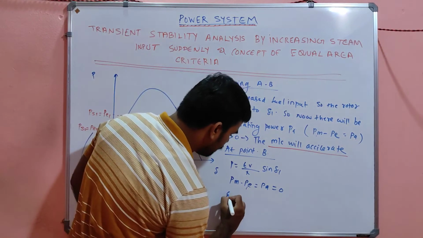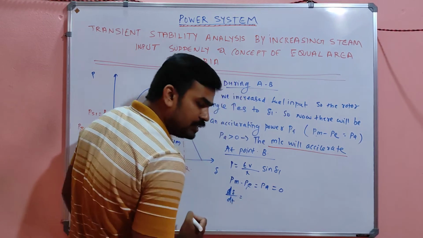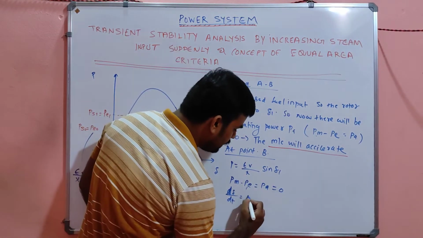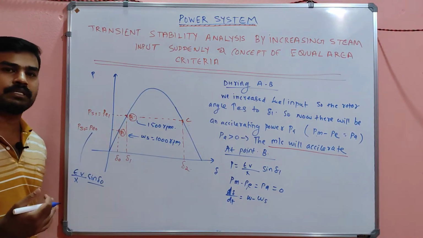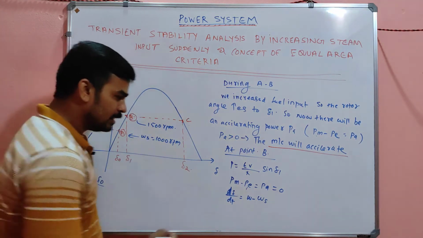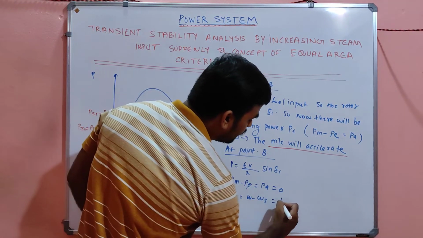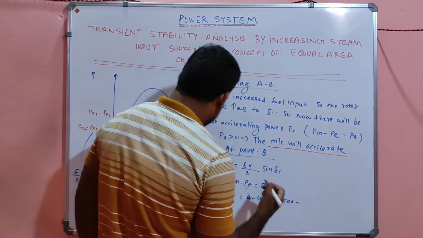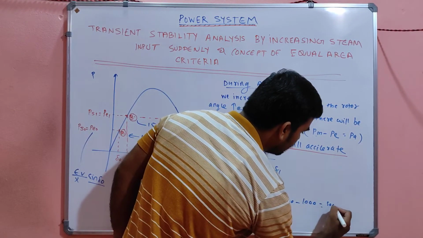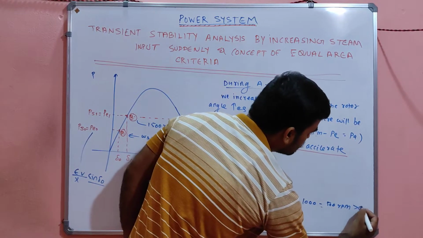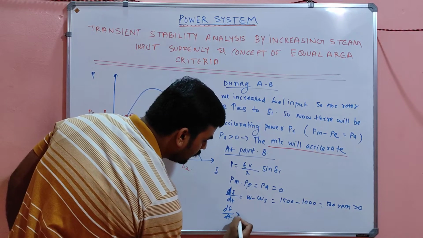But what happened to this d delta by dt now? D delta by dt is nothing but the changing rotor angle with respect to time. D delta by dt is nothing but omega minus omega s, because changing angle with respect to time always gives the angular velocity. Our omega is now 1500, and omega s is initially 1000. There will not be any change in the synchronous speed now. So 500 rpm, and this 500 rpm is greater than 0. That means d delta by dt is now greater than 0.